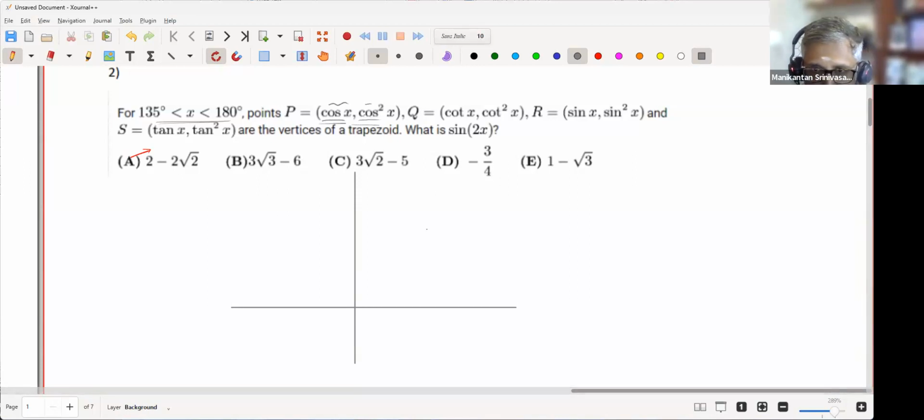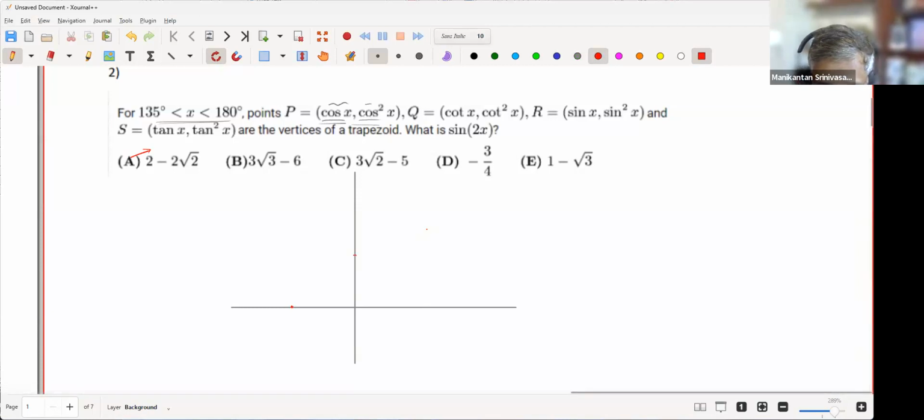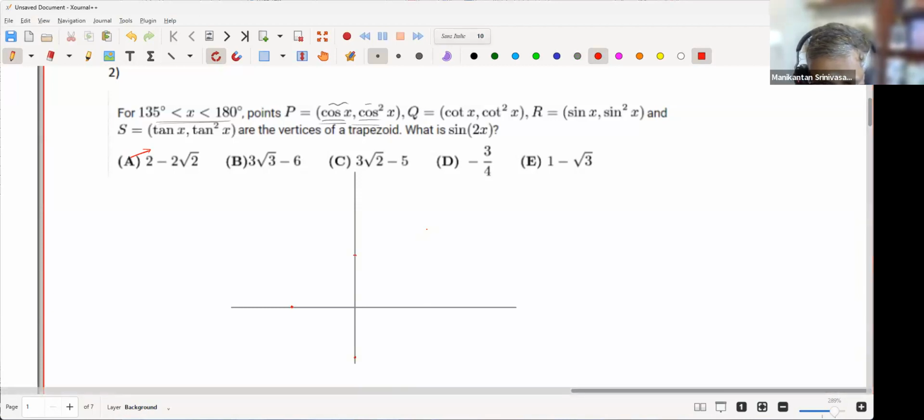So let's say I mark the number 1 is here, 1 is here, 1 is here, and 1 is here. Okay, so cos x is going to be some negative number close to 1, and then cos square x is going to be some positive number numerically less than 1, right? So let's say the first point P is here. So this is P.